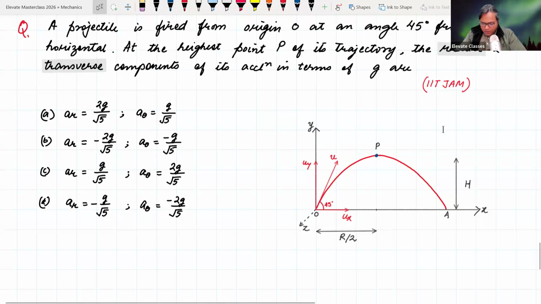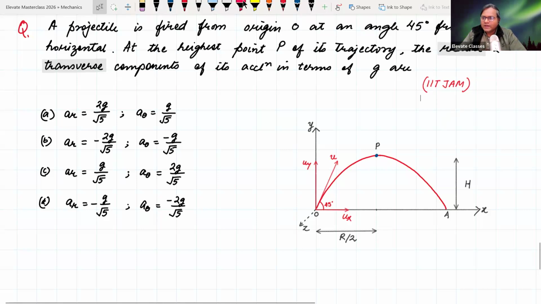So this is a very simple case of a projectile motion, and you are asked to find out the radial and the transverse components of acceleration at the highest point. So the highest point is P here, but what is interesting is that we need to start looking at this problem from polar coordinate perspective.